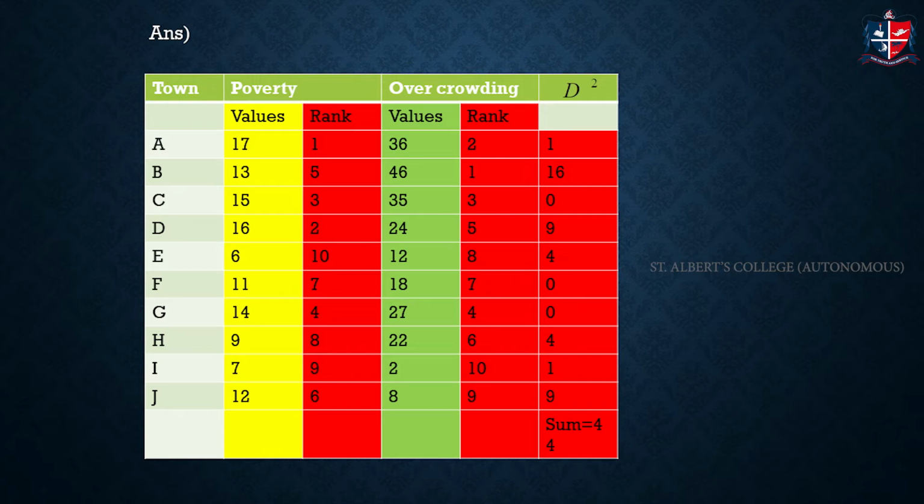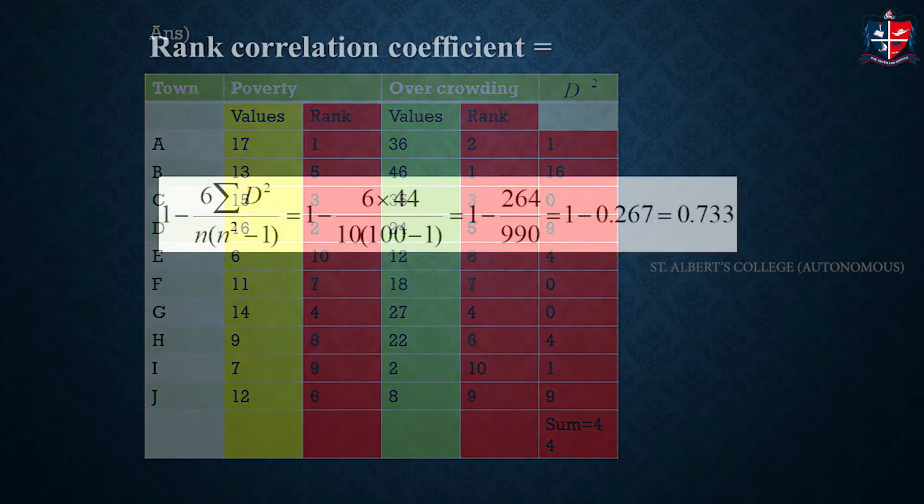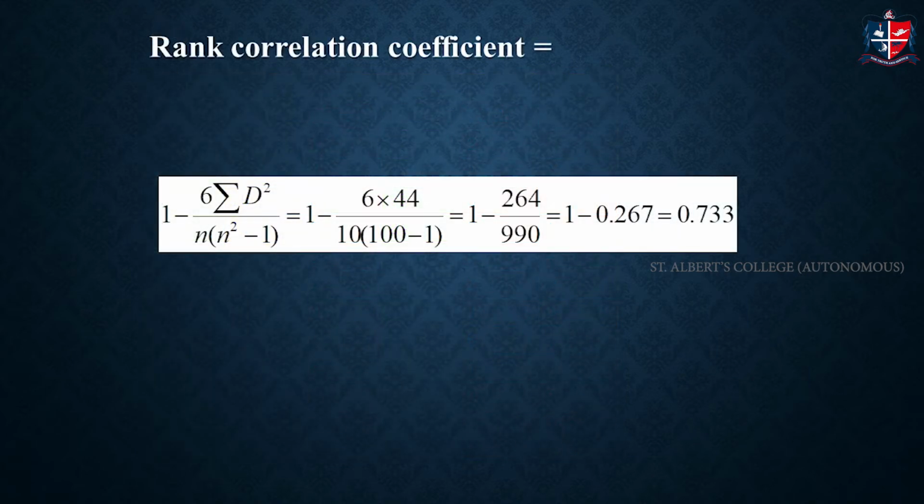Then find out the d square values, whatever we did in the previous question. Find out the difference between the two ranks and square it. Then find out the sum. The sum should be 44. Then apply the formula 1 minus 6 sigma d square by n into n square minus 1. So we will get the value as 0.733.